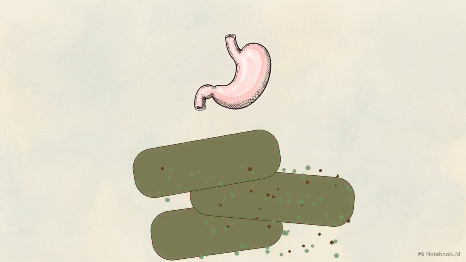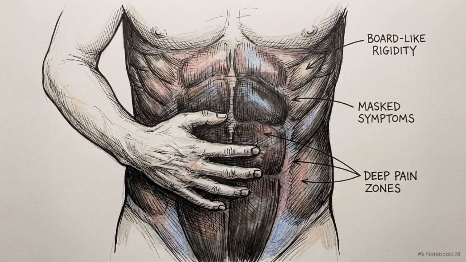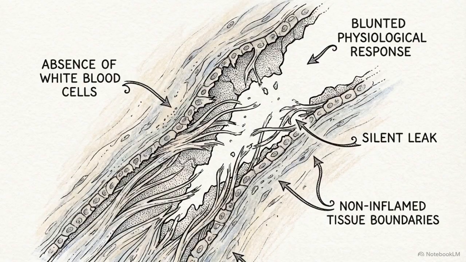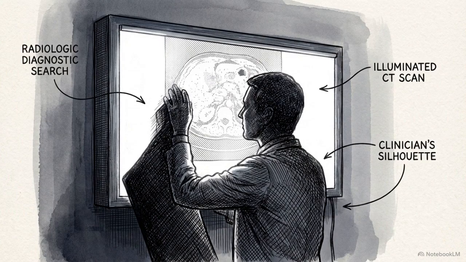Classic textbook symptoms, like sudden, board-like abdominal rigidity, are often entirely absent. Many perforations occur in elderly women taking NSAIDs or corticosteroids. These drugs severely blunt the physiological inflammatory response, masking the catastrophic leak inside. Because clinical signs are unreliable, the diagnostic gold standard relies on imaging.